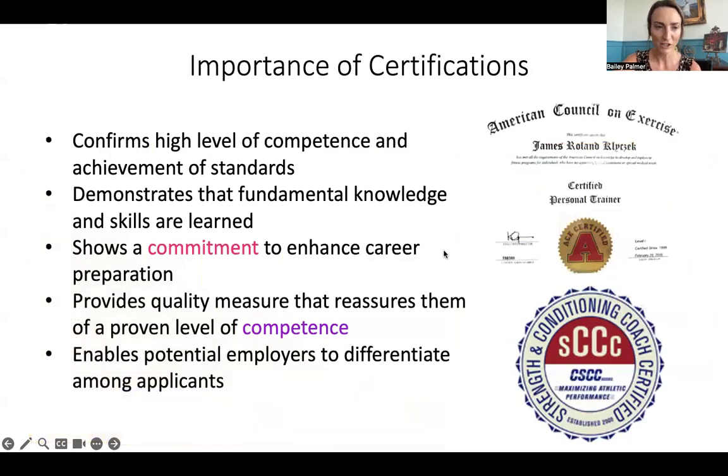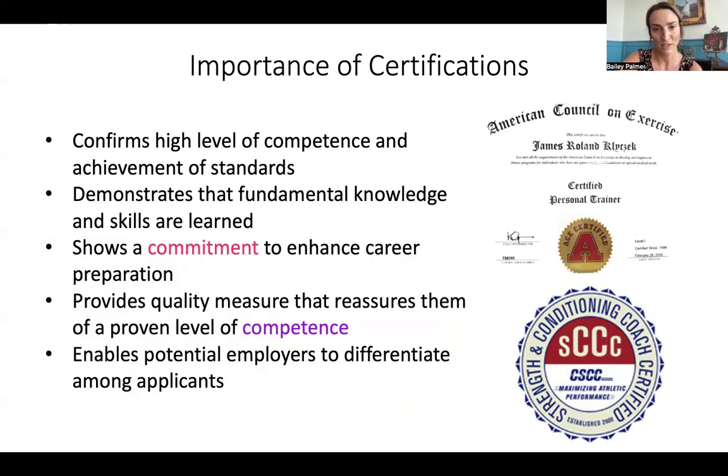And then importance of certifications makes you stand out on applications. Basically says that you've achieved this high level of competence, you've achieved a certain standard of knowledge, you've got certain skills, you can identify things, you can pick certain things out by reading research, by reading a case study and answering questions. It shows your commitment to enhance career preparation.